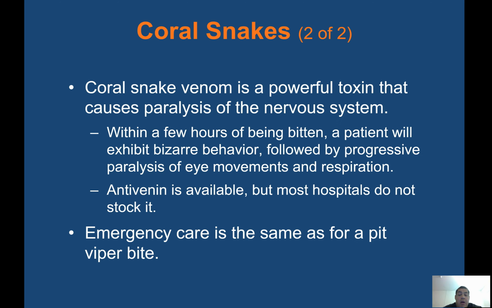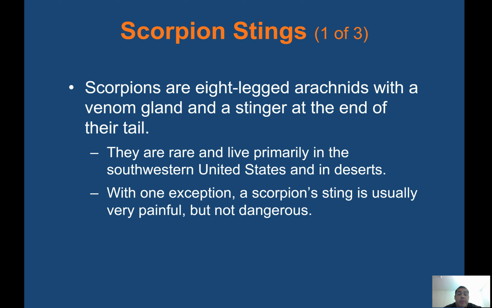Coral snake venom is a powerful toxin that causes paralysis of the nervous system. Within a few hours of being bitten, a patient will exhibit bizarre behavior, followed by progressive paralysis of eye movements and respirations. Antivenom is available, but most hospitals do not stock it. Emergency care is the same as for a pit viper bite.